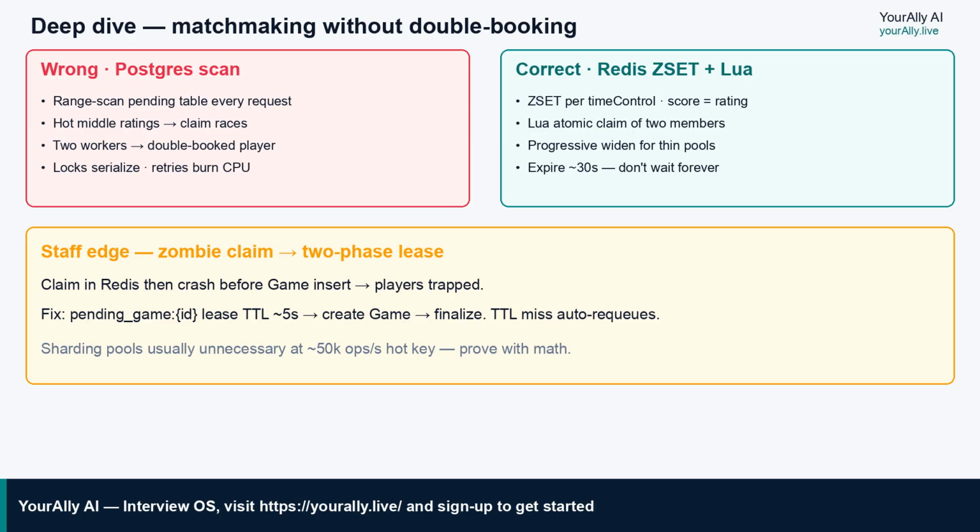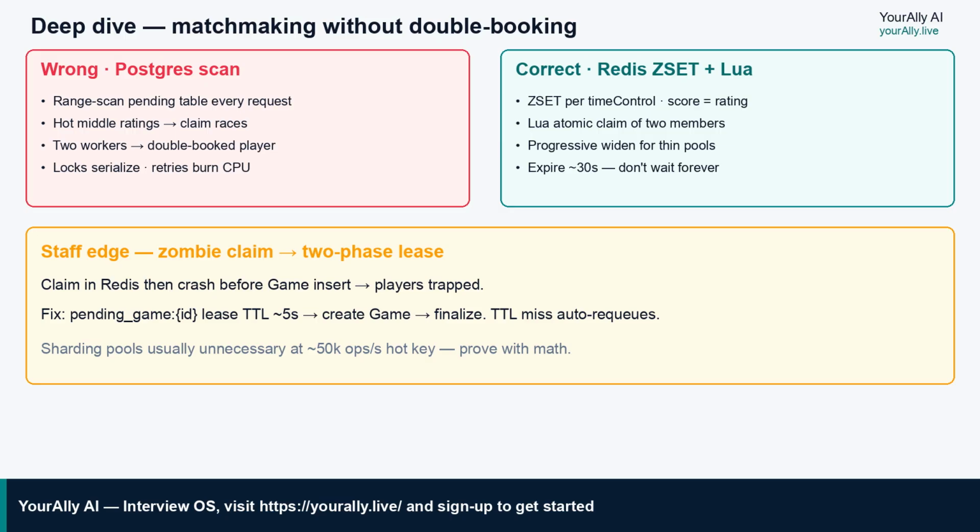Compare this to ride hailing briefly without derailing. Uber style matching also pairs two parties under contention with widening criteria. Chess widens rating. Rides widen distance or ETA. The atomic claim lesson transfers. What does not transfer is the sticky two party game that follows.